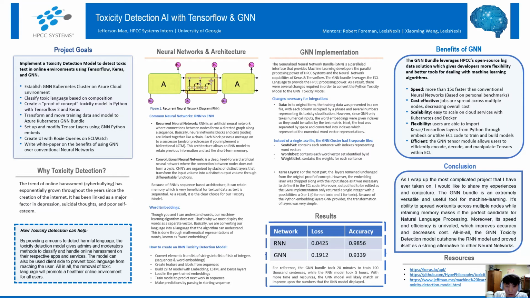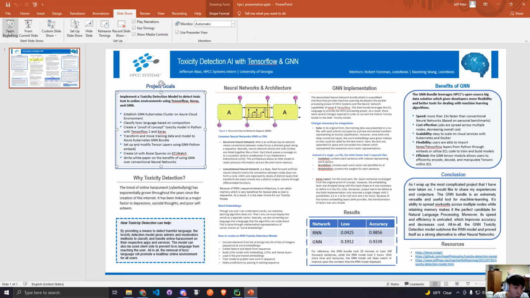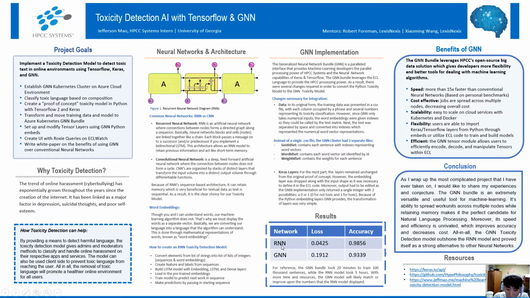But because of the Python embedding layers that GNN provides, this transformation of layers was very simple. Now, after I ran a few tests comparing the GNN model with the RNN model, I came up with a few interesting results. So for the RNN model, you could see that the loss was 0.0425 with an accuracy of 99%, rounded up, whereas on GNN, the loss was 0.19 and accuracy of 93%. Now, it might seem like the RNN model is ahead, and well, that's true. But you have to remember the RNN model took 5 hours to train, whereas the GNN model only took 20 minutes. And it trained with the same amount of sentences and same amount of data. So giving the GNN model an equal amount of time, or giving it more time and more resources, would undoubtedly either match the RNN model or improve upon the numbers that the RNN model displayed.